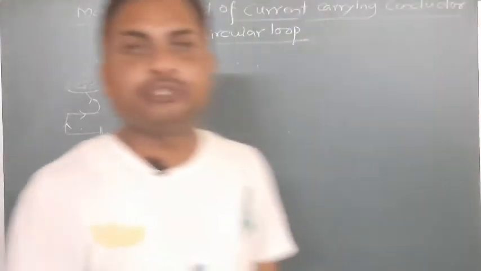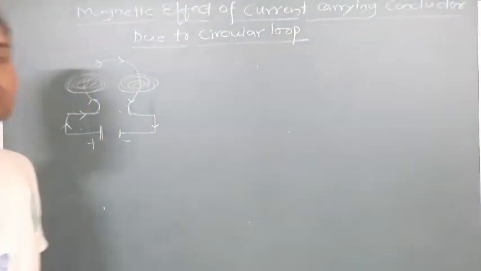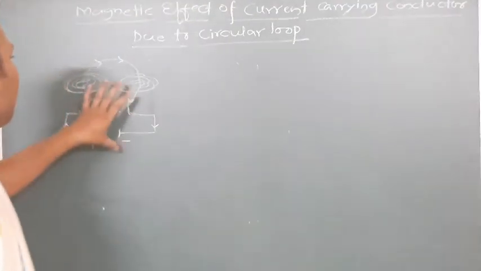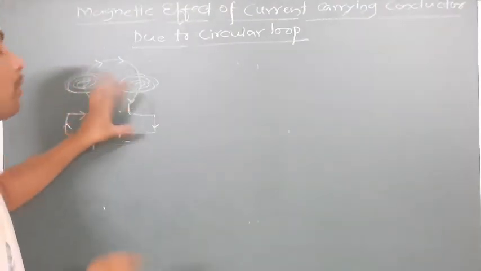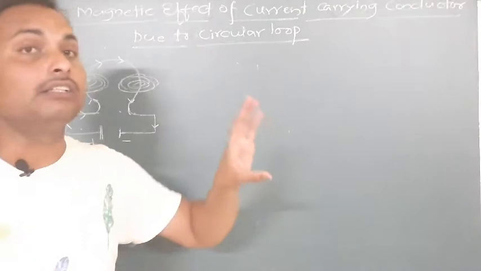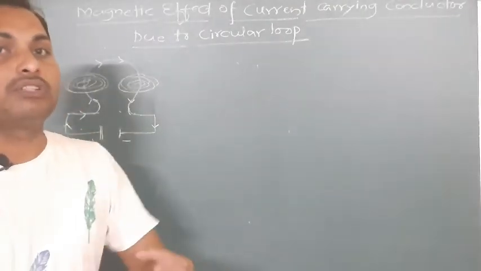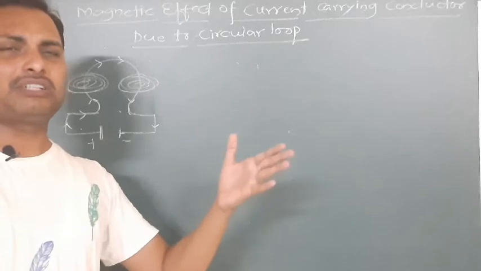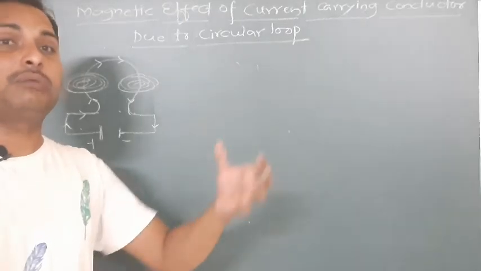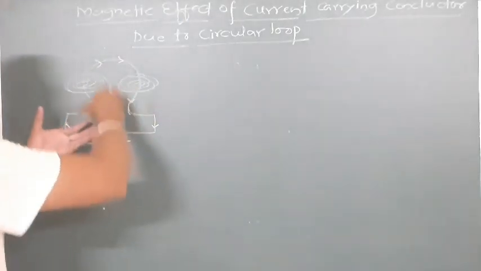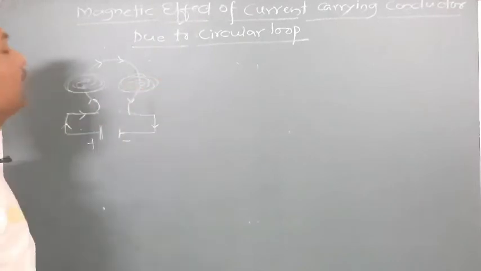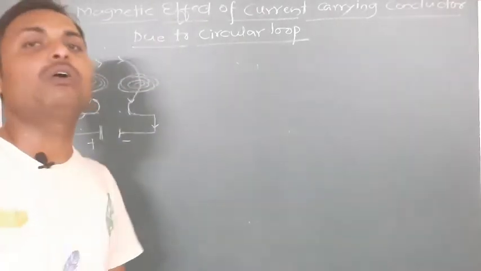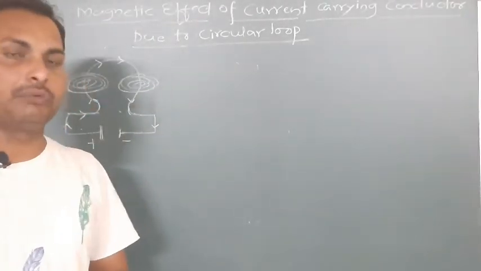Well students, we know very well that in this circular loop magnetic field is generated, and after some time this circular loop behaves like a magnet. We know it very well. We have so much magnetic field generated here, and once it is generated, this circular loop behaves like a magnet.